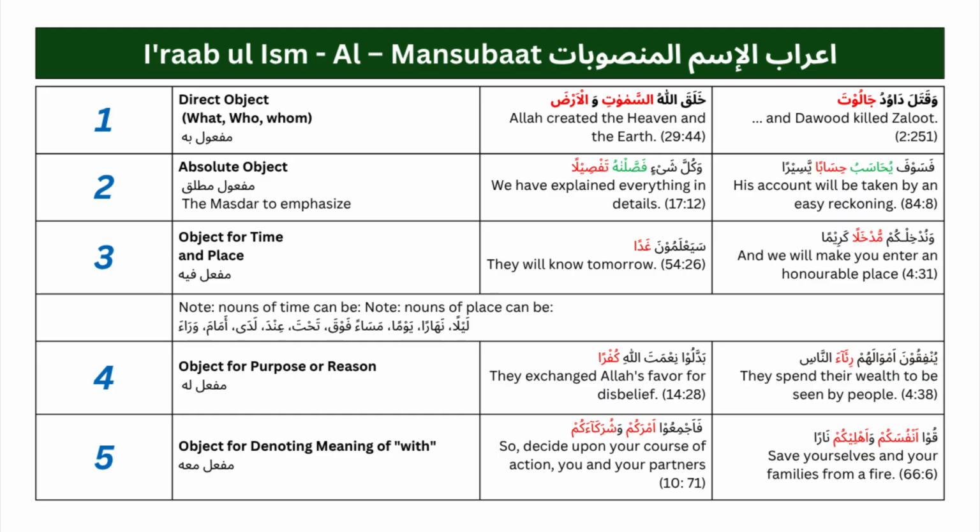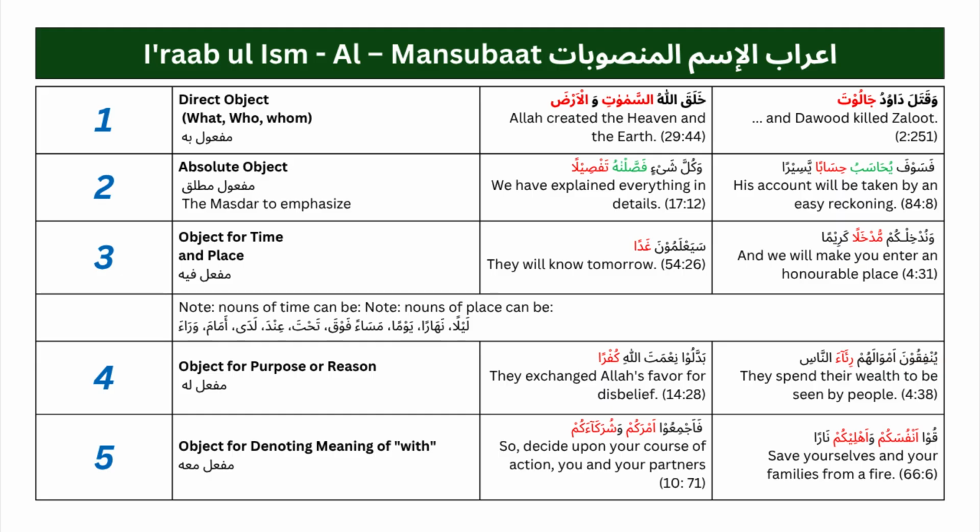The fourth is maf'ulun lahu, the object for purpose or reason. The page gives the examples tabaddalu ni'matallahi kufran. They exchanged Allah's favor for disbelief. And yunfikuna amwalahum ri'a'an nas. They spend their wealth to be seen by people. In this category, the noun is showing why the action is done, or for what purpose.